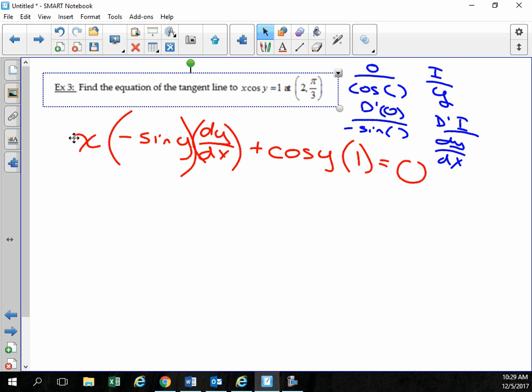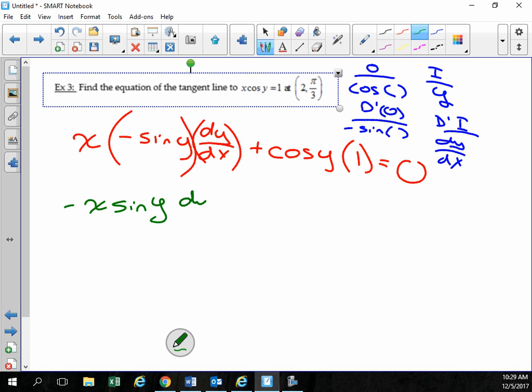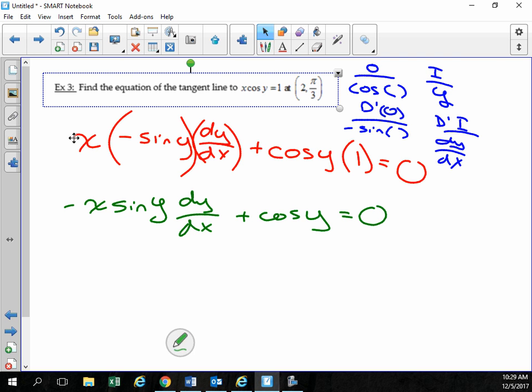So I have negative x sine y dy dx plus cosine y equals 0. Now I can subtract my cosine y and I can divide, but here's my question for you. What am I looking for? What's my answer supposed to be? An equation. Do you have to then actually solve right now for dy dx? Or could I plug in now and get numbers to deal with instead of functions?